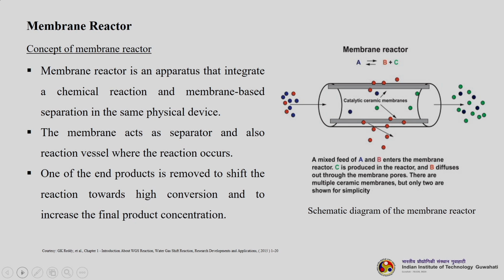So, this is a schematic diagram of a membrane reactor where a mixed feed of A and B enters the membrane. Then C is produced in the reactor and B diffuses out through the membrane pores. There are multiple ceramic membrane systems, but only two are shown here for simplicity, and you can see that B is diffusing out through the membrane pores, and then you get C as the product.